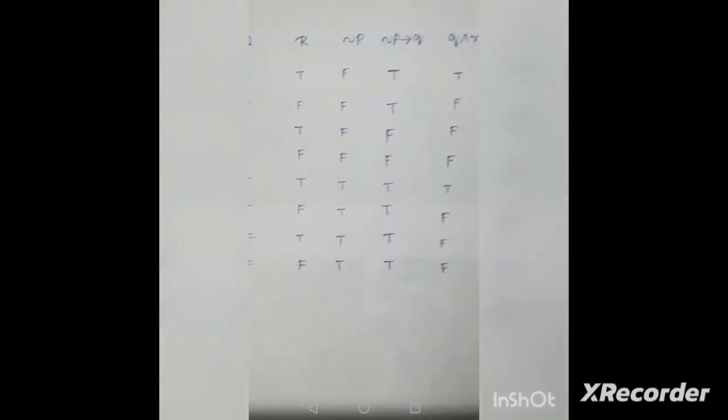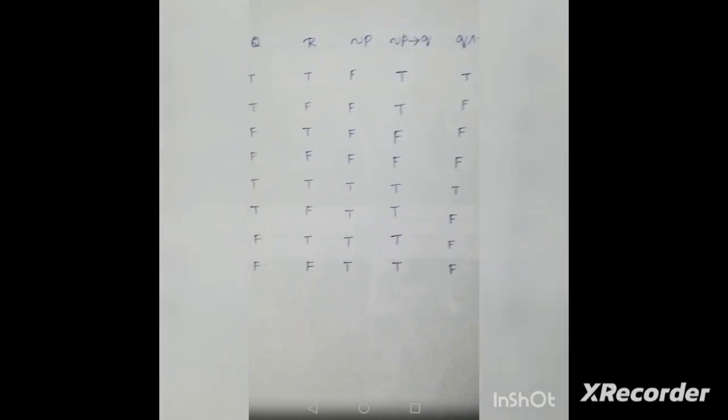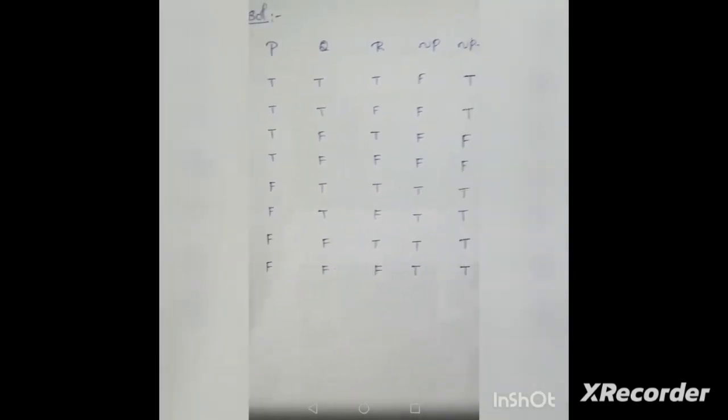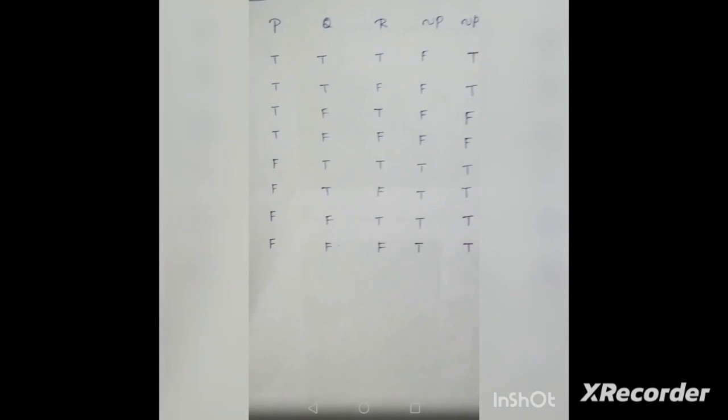The first thing is to calculate the negation of p. Negation means we have to change the value: if it is true, change it to false, and if it is false, change it to true. Now see, the p value is true, so change it to false. Then true, so again false. True, false. True, false. And the next one is false, so it is true. The next is false, so true. The next is false, so true. And the last one is also false, so it is true.